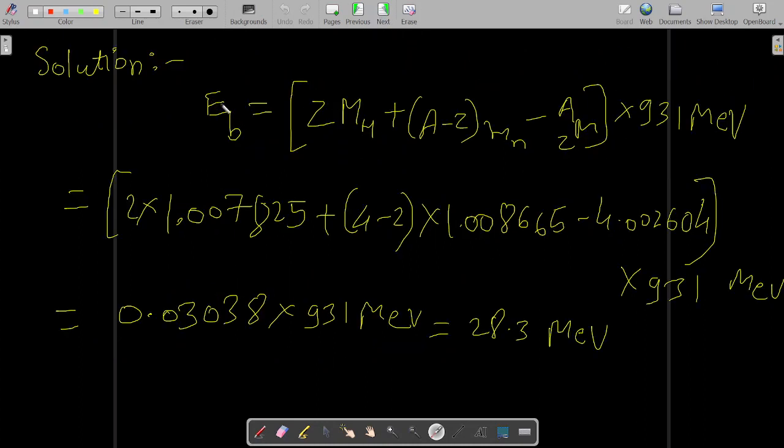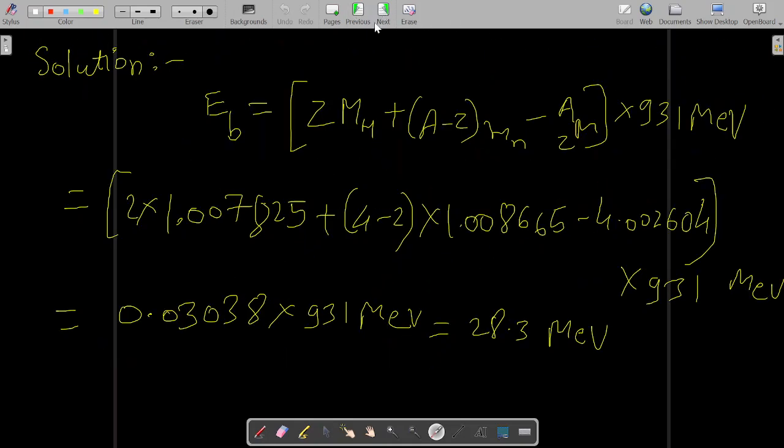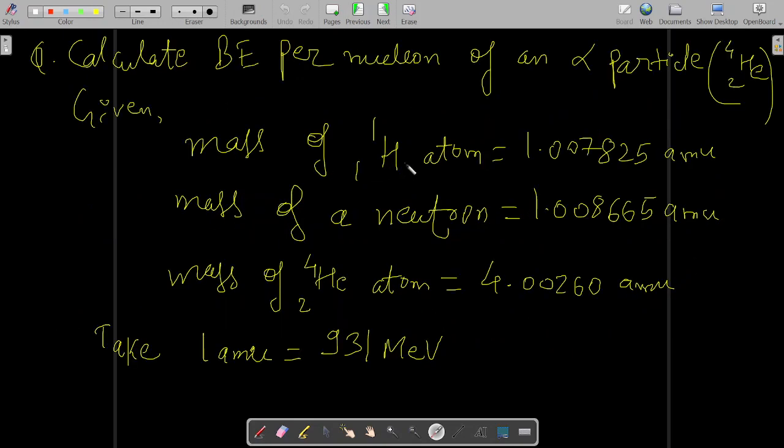So we have to calculate the binding energy per nucleon. First of all, calculate the binding energy. The binding energy is given like this, the formula you have already learned. Then we substitute the values. In the place of Z you will put 2. Then the mass of the hydrogen atom is given in the problem.